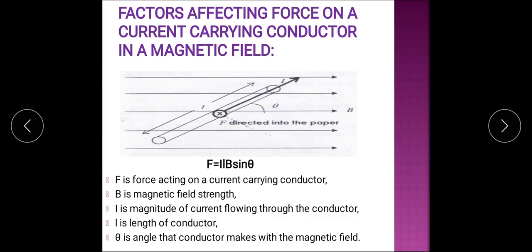where F is the force acting on the conductor, I is the current, L is the length of the conductor, B is the strength of the magnetic field, and theta is the angle that the conductor makes with the magnetic field. So F is equal to ILB sine theta is an expression by which we can calculate the force which the current carrying conductor in a magnetic field will experience.